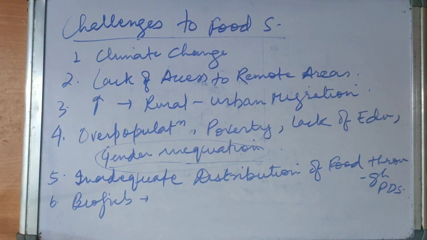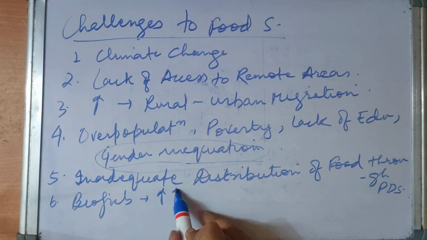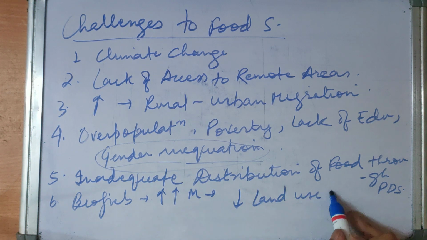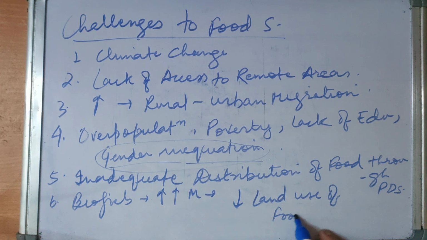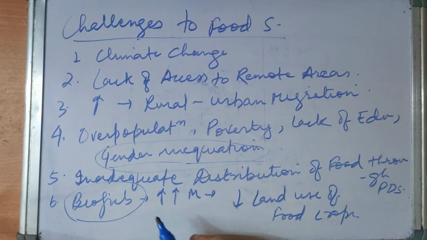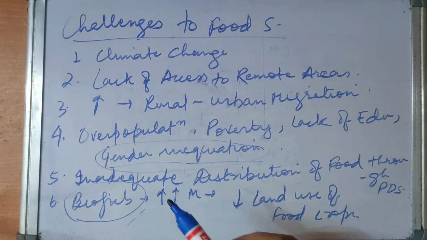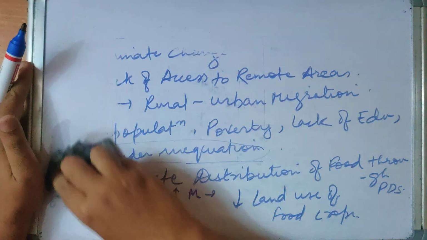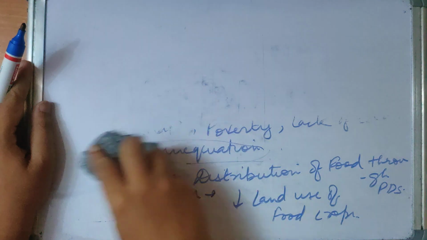Number 6, biofuels. Growth of the biofuel market reduces the land used for growing crops. As the market of biofuels is growing, there is a reduction of land used for food crops, because people are going to grow biofuel inputs, such as sugarcane, one of the best examples. Let me discuss some more challenges.